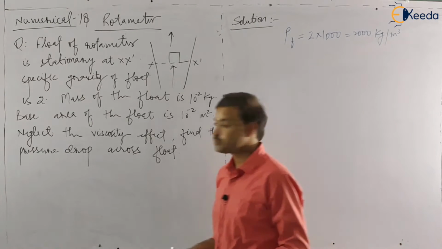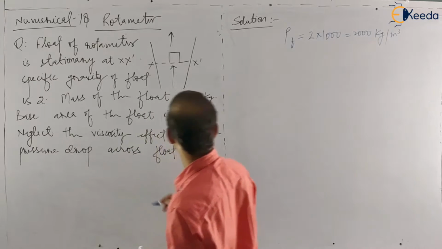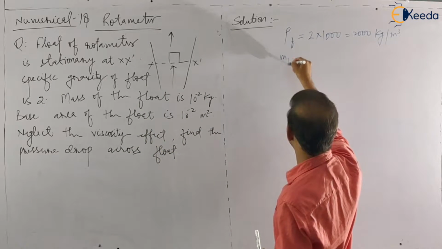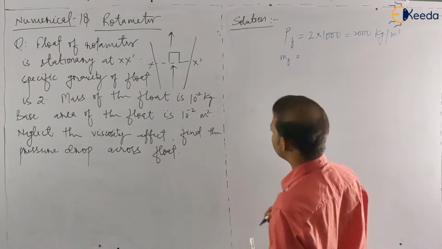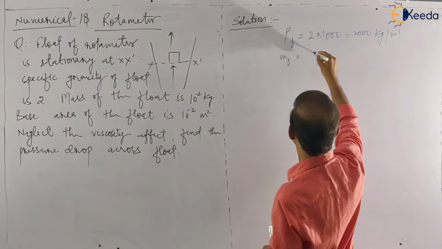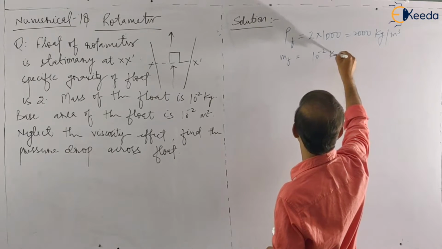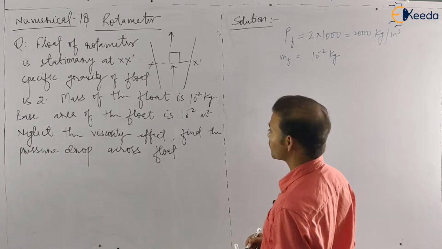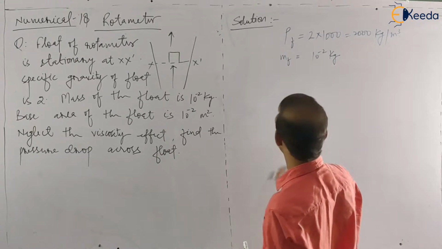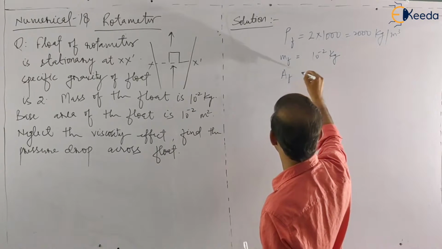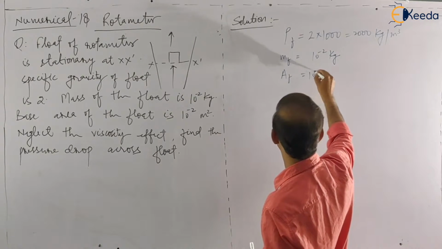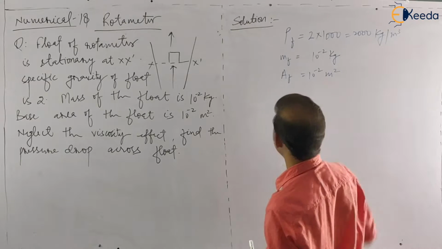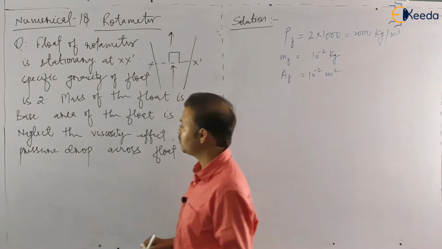The mass of the float is given, so mf is given. Mf is equal to 10 to the power minus 2 kilogram. The base area of the float, that is AF, is given as 10 to the power minus 2 meter square.